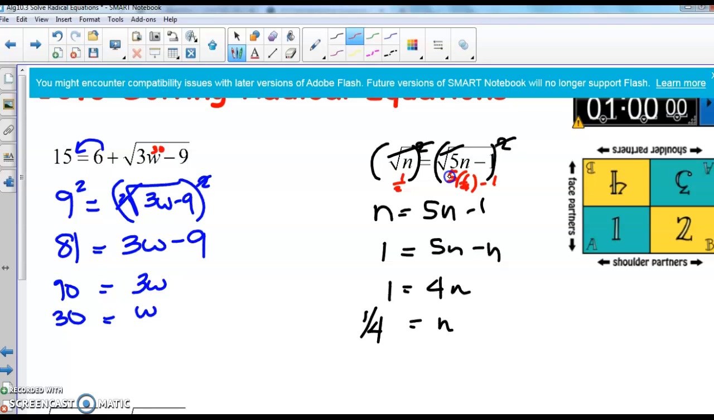So this will be 5/4 minus 1. But 5/4 is actually the same as 1 and 1/4. So if you take away 1, you will have 1/4 remaining. So what is the square root of 1/4? It will also become 1/2. So that means n equals 1 over 4 is a solution.